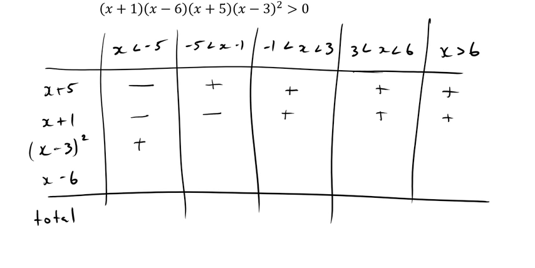Is there supposed to be an L type thing in the second column? Oh, right here? Yeah. Is that what you mean?